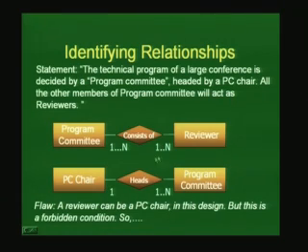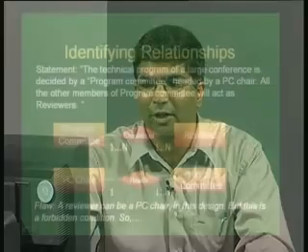So basically, what does this mean? That is, all members who are not acting as PC chairs can be reviewers of this. Okay. So if I take two separate relationships like this in isolation, they don't form a consistent set here, because it is violating a forbidden condition. It is violating a condition that the PC chair may not be a reviewer.